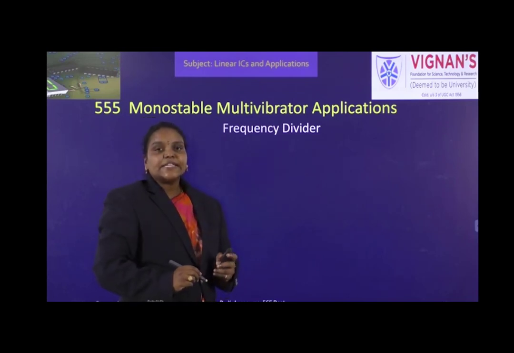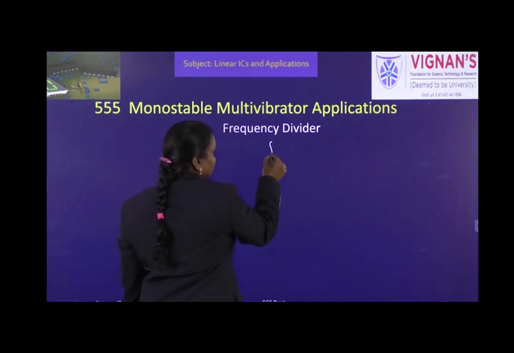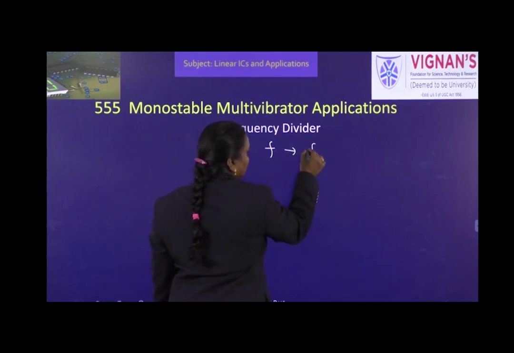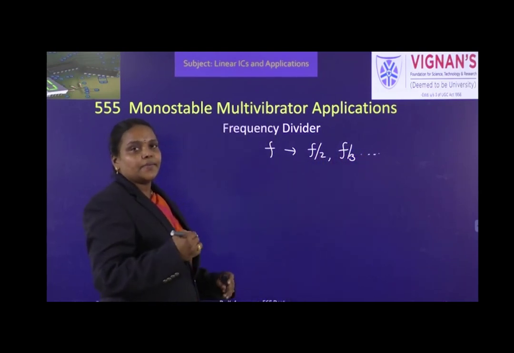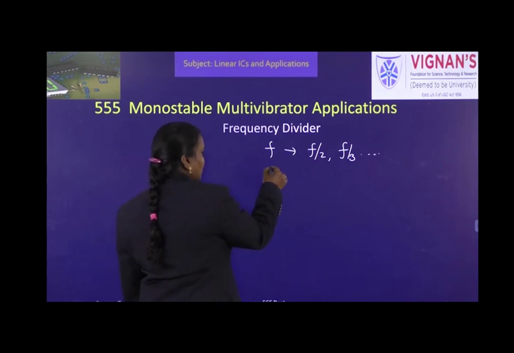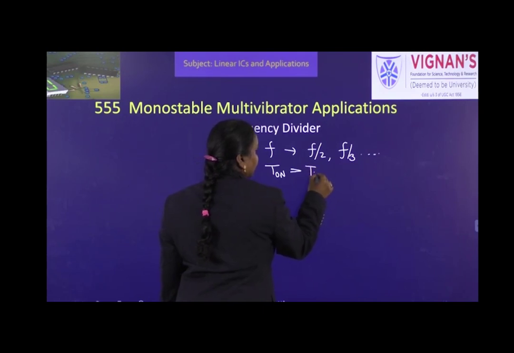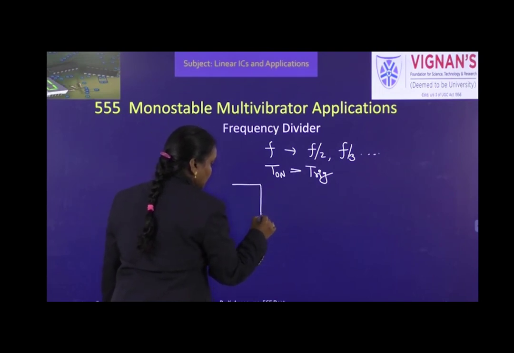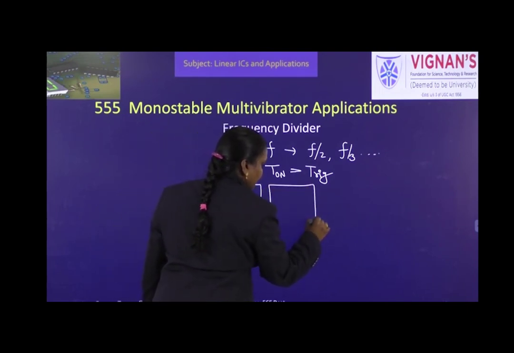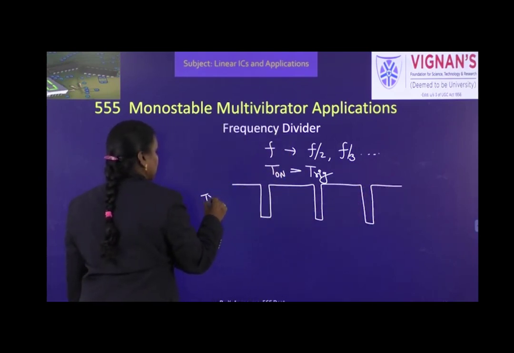And next one, frequency divider. Frequency divider means, suppose the input frequency is f, the output frequency should be f by 2 or f by 3, like that. We can divide the input signal frequency. So how is it possible? If the on period is greater than the trigger period, then what happens? So this is your trigger.